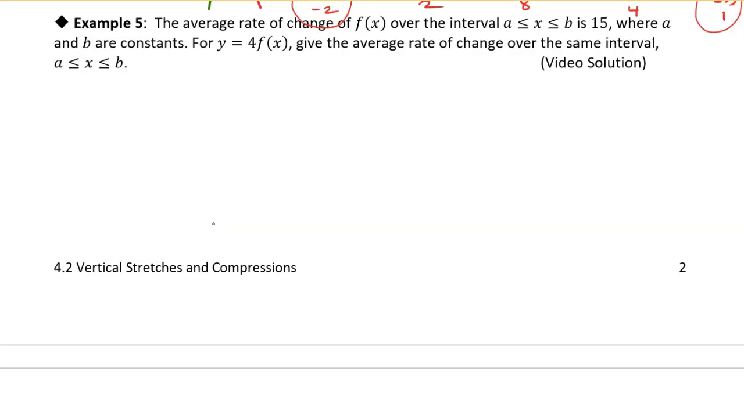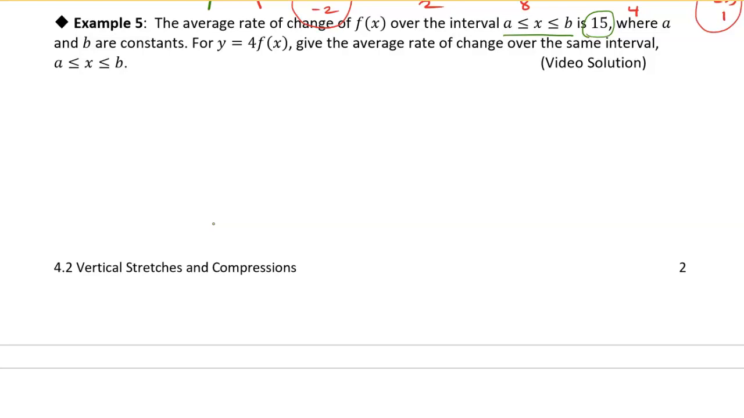So we're told that the average rate of change over an interval, now we don't exactly know the endpoints of this interval, it's just from a to b, then we're told that the average rate of change over that interval is 15. All right, a and b are some constants, we don't know what they are, but 15 is the average rate of change over that interval.